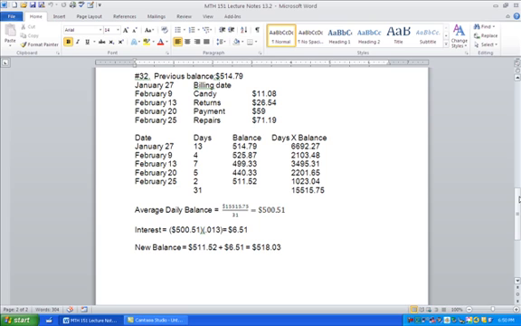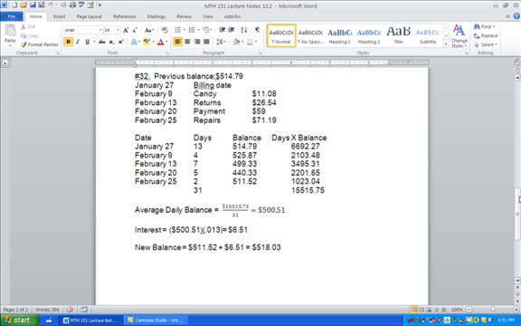Okay, and then our next change is going from the 13th of February to the 20th, so that's a difference of 7 days. And what happens? We have a return of $26.54, so we subtract that from the $525.87, and that's $499.33. Then we multiply 7 times that, we get $3,495.31. Okay, now next from the 20th to the 25th, the balance stays the same for 5 days. And at that point, a payment has been submitted. So we subtract the payment from $499.33, that gives us $440.33. Multiply 5 times that, we get $2,201.65.